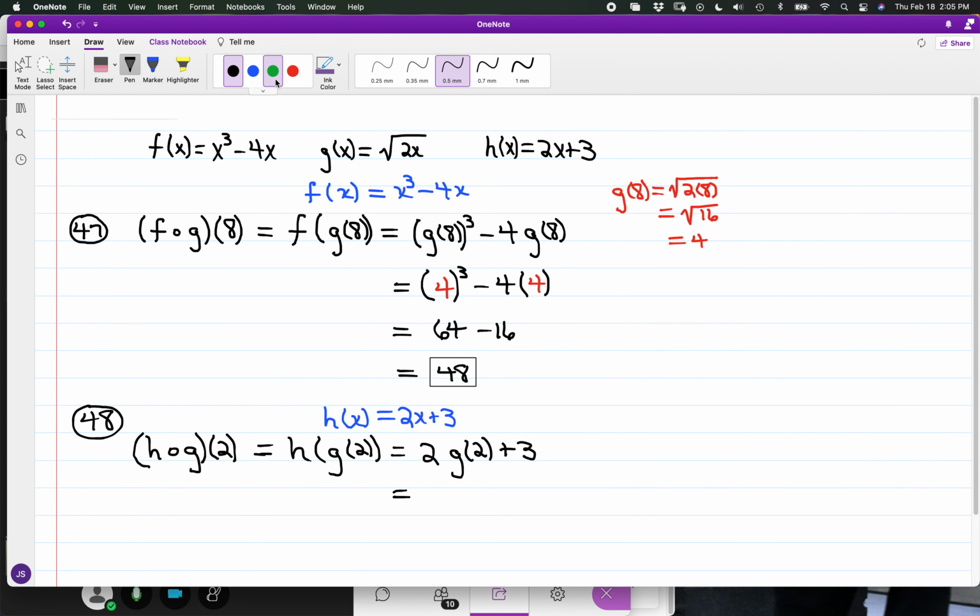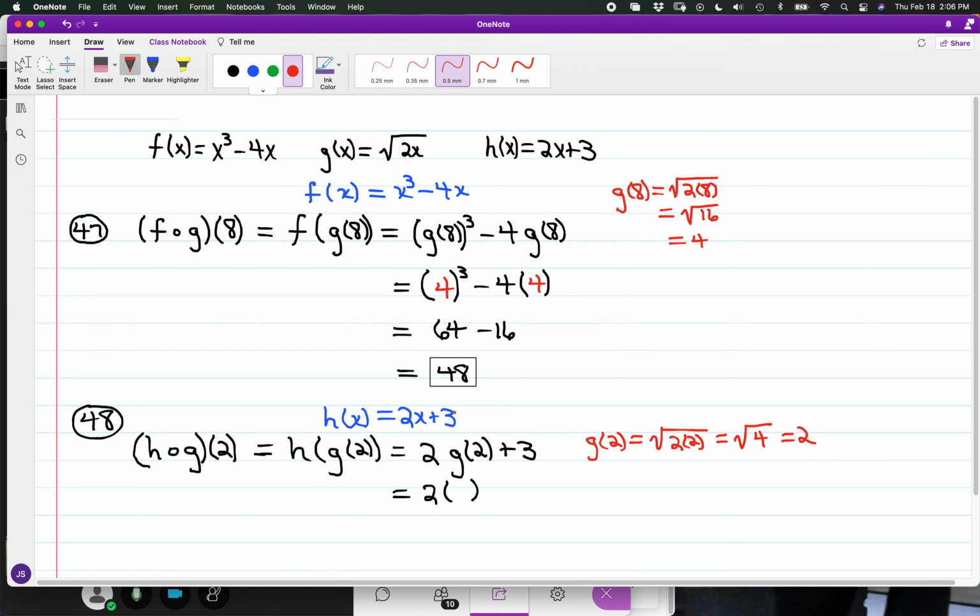Numerically, before we looked for g of 8. Now in this problem we're looking for g of 2, operating in line with g of x. So g of 2 is equal to the square root of 2 times 2. 2 times 2 is 4, and the square root of 4 is equal to 2. Filling in, we have 2 times 2 followed by the addition of 3. 2 times 2 is 4, and 4 plus 3 is 7.